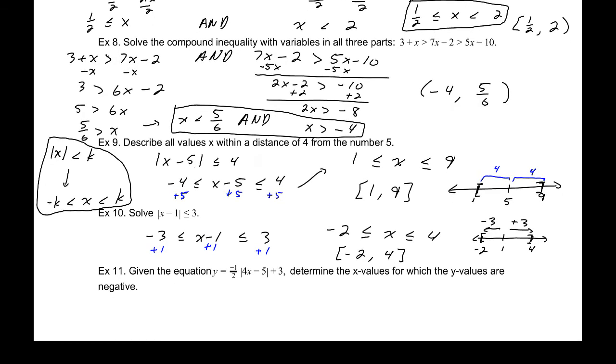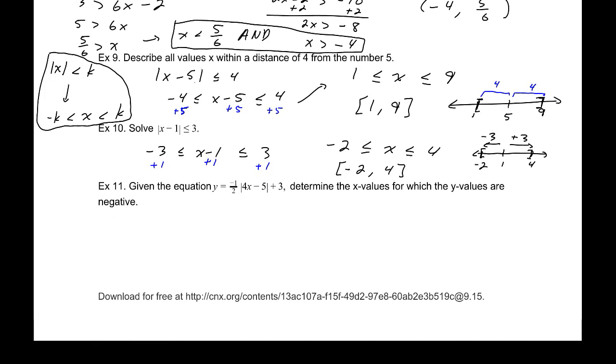All right, number 11. Given the equation y equals negative 1/2 absolute value of 4x minus 5 quantity plus 3, determine the x values for which the y values are negative. All right, so what this is actually asking us to find is when is negative 1/2 absolute value 4x minus 5 plus 3 less than 0? Which will bring us to a new rule in just a moment.